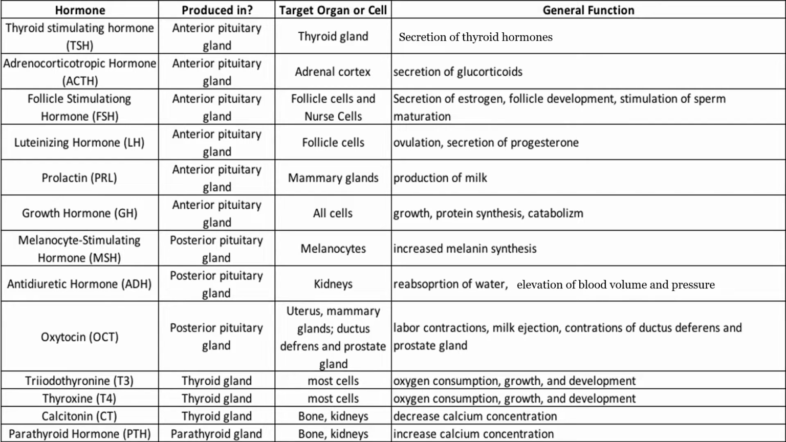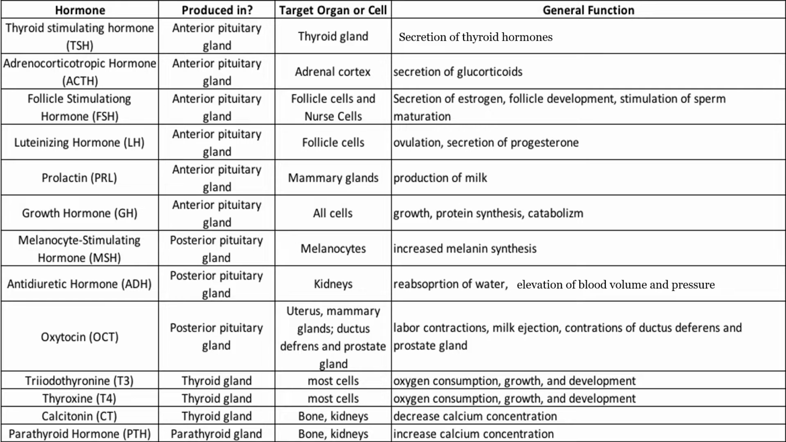ADH causes free water reabsorption at the kidney and contraction of blood vessels. Oxytocin stimulates uterine contraction and milk ejection. T3 and T4 help in increased metabolism, oxygen consumption, and growth and development. Calcitonin decreases serum calcium, while parathyroid hormone increases serum calcium.